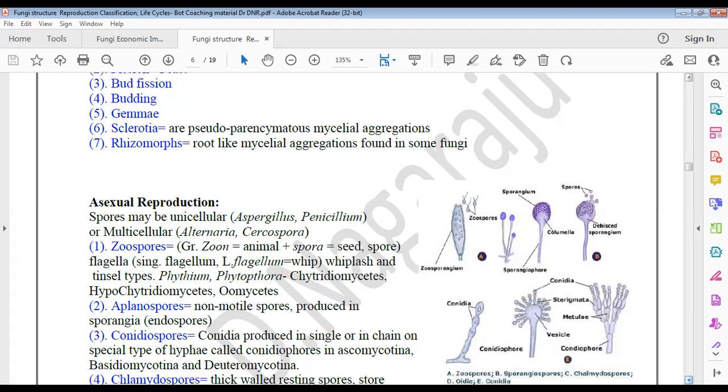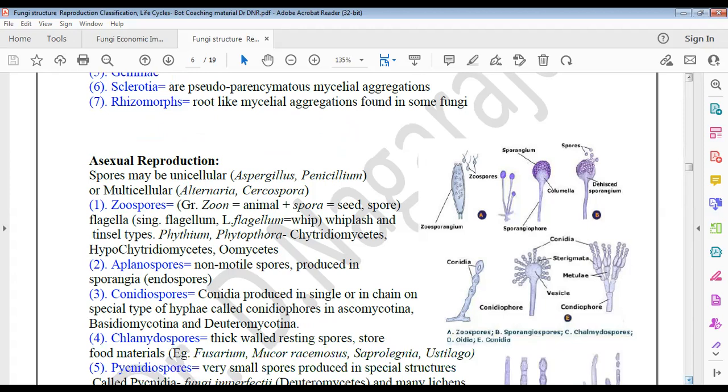Gemmae are in bryophytes alone. Even in some fungi also gemmae are there, not the gemma cup, just gemmae are present. And as sclerotia and as rhizomorphs also. Whenever there are adverse, dry conditions, the thallus of some fungi will become modified into sclerotia, that means hard tissues, or rhizomorphs, root-like structures, to tolerate and overcome the conditions.